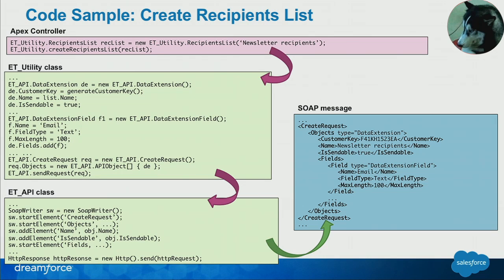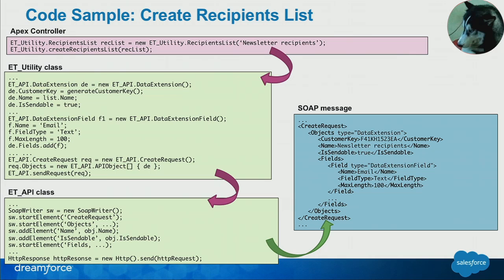So we have a Visualforce page where the user can create this recipients list. In the Apex controller, we then create an ET utility recipients list, and we give it a name, so the user can define this name. And we send this list into the ET utility class. The ET utility class then creates an ET API data extension, so the data extension for ExactTarget.